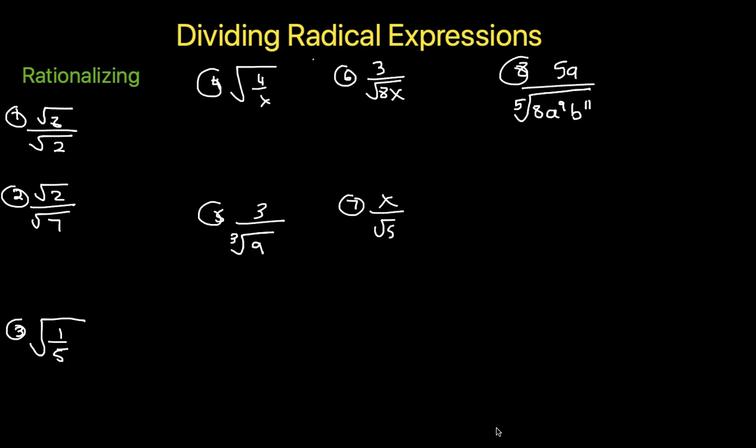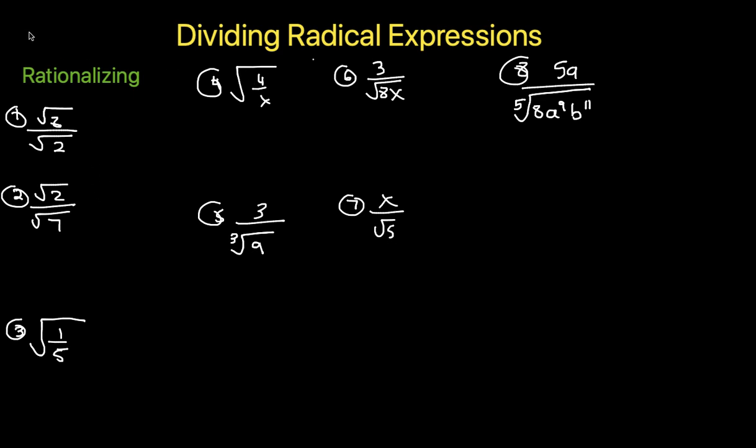Rationalizing is when you get rid of the square root in the denominator. Oftentimes, teachers don't like to have that square root in the denominator, so you would need to rationalize. How do you rationalize? Well, it depends on what type of problem you have. If you have a monomial, which is just one term, you would rationalize by multiplying both the numerator and denominator, but by the root of the denominator.